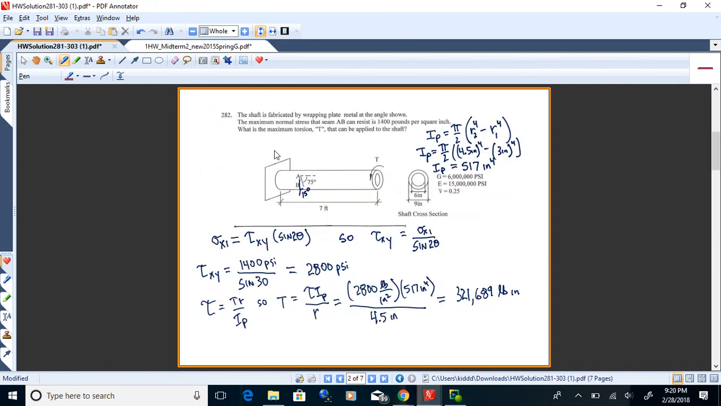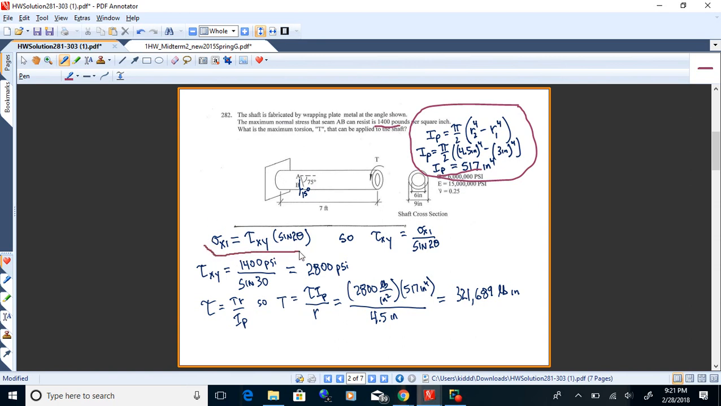All right, this next one here, we know that we've got a line there, from A to B, I think it is, that can only handle 1,400 pounds per square inch. So what I'll do there is figure out how much torsion can be applied to the shaft. So I calculate the moment of inertia: pi over 2 times the outer radius, half of 9, that's 4.5 to the 4th power, minus half of 6, 3 to the 4th power, comes out to be 517.